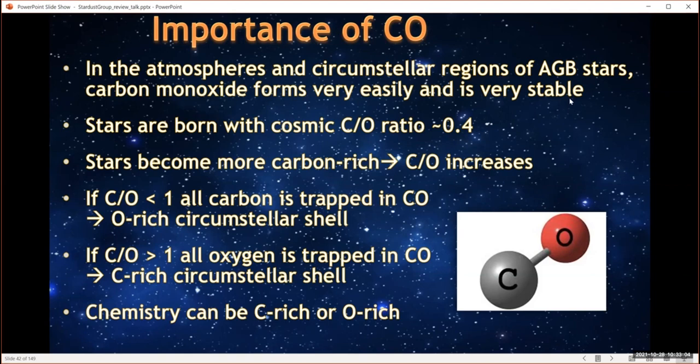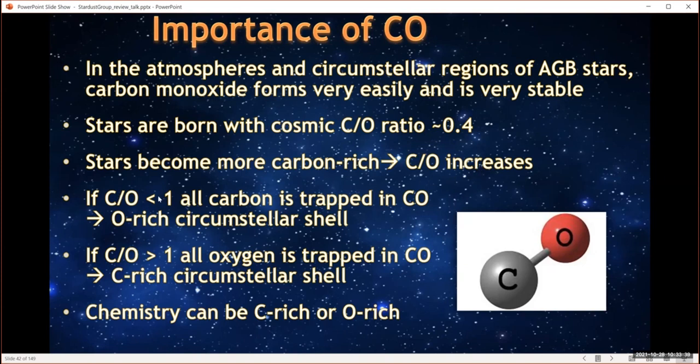So stars are generally born with a carbon to oxygen ratio of about 0.4. That is the cosmic ratio of carbon to oxygen. And that has to do with how much oxygen versus carbon gets made in high mass stars and what's been thrown out over time. But for these stars, the AGB stars, as they are making more carbon and dredging it up to the surface, they are going from a 0.4 carbon to oxygen ratio to a higher carbon to oxygen ratio at the surface. That material is now being enriched in carbon.